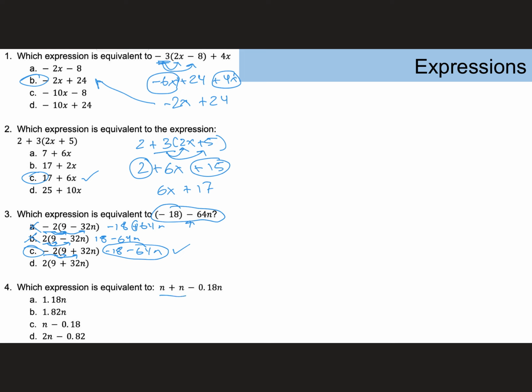n plus n is 2n's, and then 2n's minus 0.18n is going to be B. Basically, it's just what's 2 minus 0.18. You do your subtraction and you'll get 1.82. So it's B.